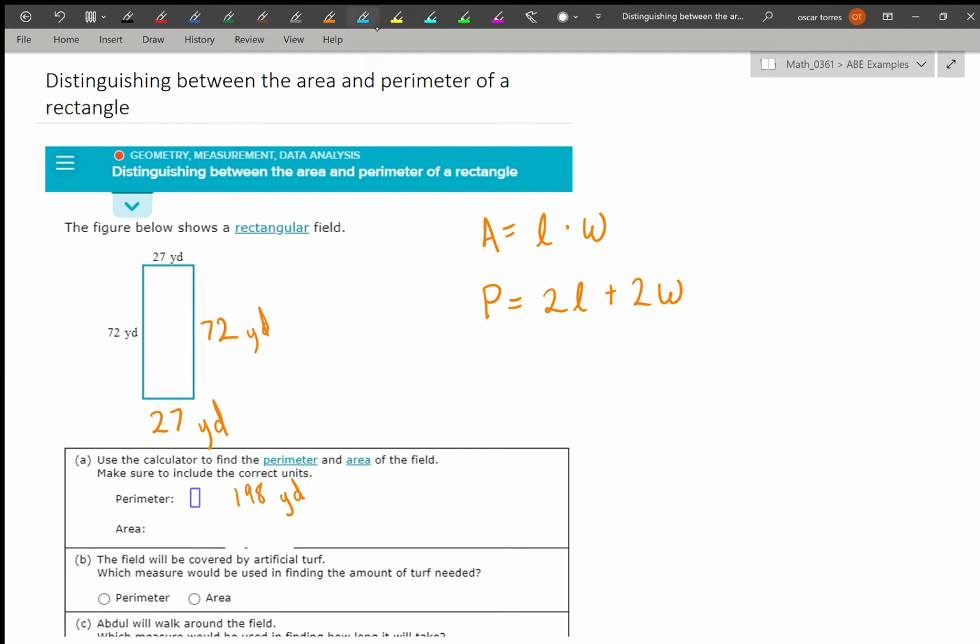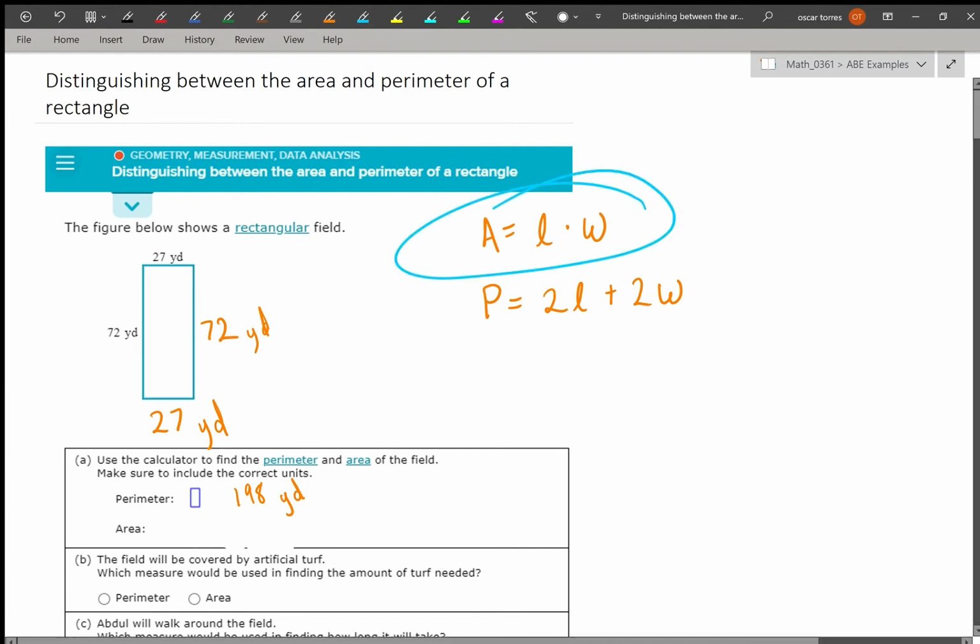When we move on to area, we find the area by following this formula up here, which is simply taking the length and multiplying it by the width. Now the length always refers to the longest side of the rectangle. So in this case, our length is actually going to be this 72. That means our width is going to be this 27.